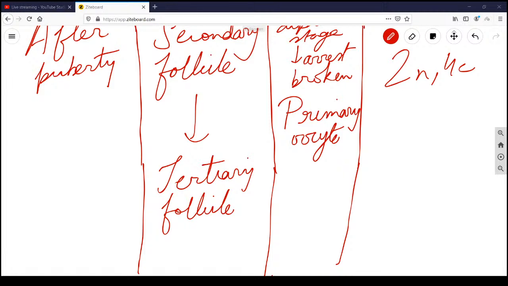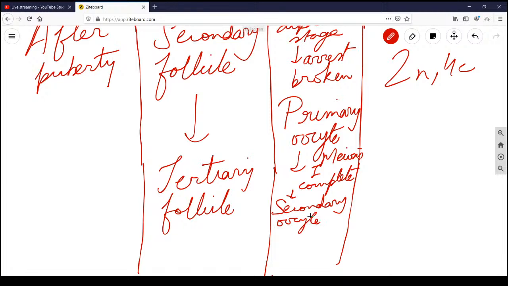When it becomes a tertiary follicle, the first meiotic division would have been completed. Meiosis 1 complete. When the first meiotic division is complete, at the start of the second meiotic division, you will have a secondary oocyte plus polar body 1. Then the cell divides, so you become 1n2c.